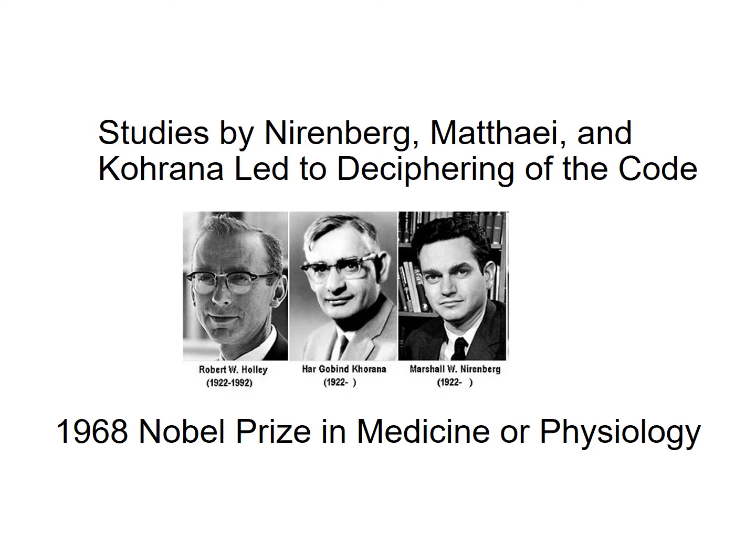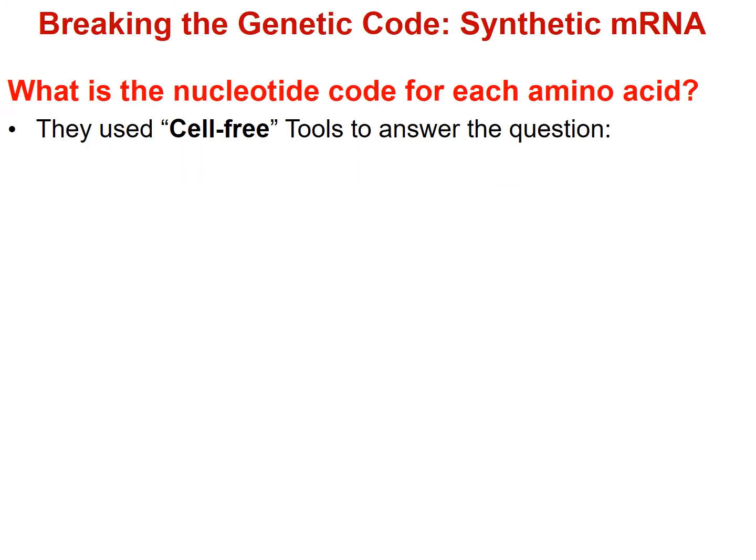Okay, so this led to the Nobel Prize in 1968 for deciphering this code. Robert Holley, Har Gobind Khorana, and Marshall Nirenberg. So they had to use some tools to do this. It definitely was not a straightforward kind of problem, and so they used some more biochemical tools. They asked the question, what is the nucleotide code for each amino acid? And the tools that they used were these.